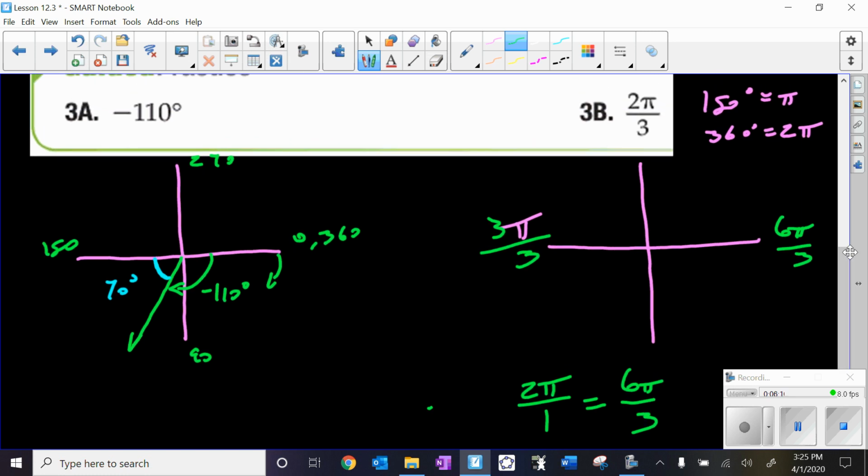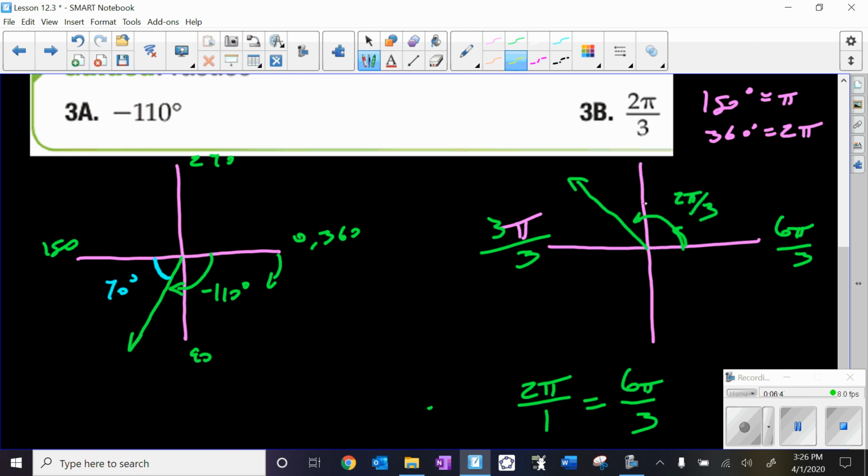I'm dealing with a positive angle measure, which means that I'm going to go in the counterclockwise direction. If I start at my initial location and go counterclockwise and go all the way over, that's 3 pi over 3. I didn't quite make it to 3 pi over 3. 1 pi over 3 would be in the first quadrant here. 2 pi over 3 would be in the second quadrant over here. So we're going to say that 2 pi over 3 is right here.